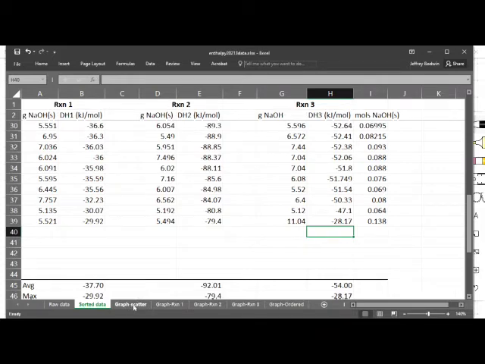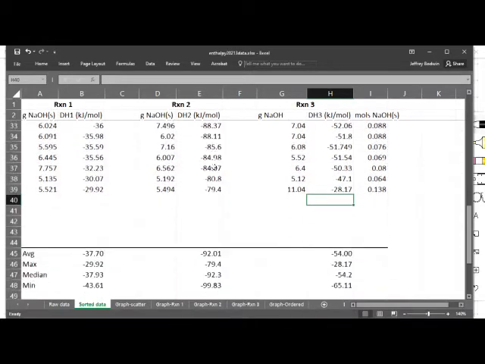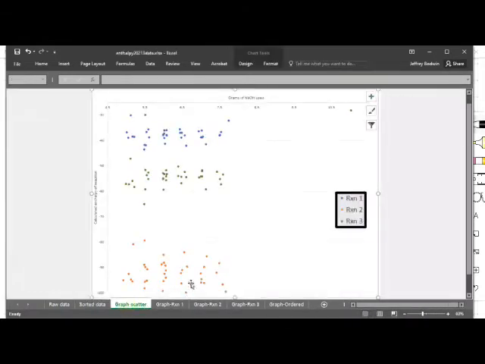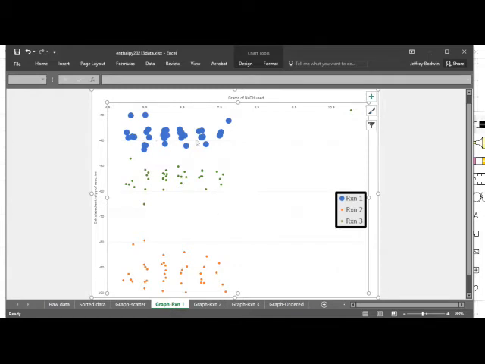First thing I did was made a graph where I was just looking at grams of sodium hydroxide and the delta H that was reported on the board. So let's take a look at that graph. Here it is. Three different reactions, reaction 1, reaction 2, reaction 3. Let's zoom in on each of those individually so that we can have a little better look. There's my reaction 1 data. And again, all I've got is a graph where I've got grams of sodium hydroxide and enthalpy of reaction.